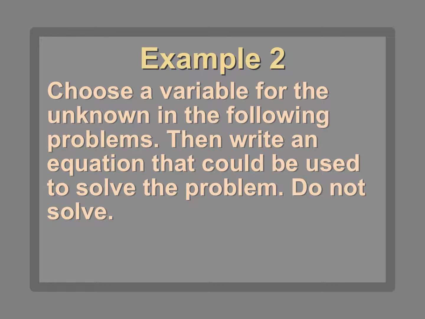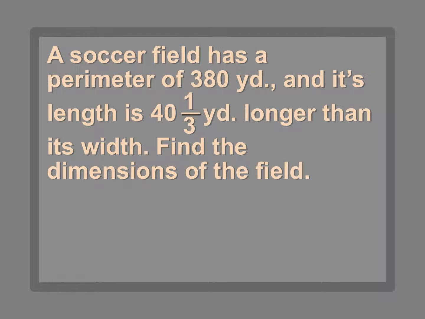Let's go ahead and look at another example. So for this one, we have a soccer field that has a perimeter of 380 yards. So remember, perimeter is twice the length plus twice the width because you're adding all the sides together. Oh, I'm sorry, its length is 40 1/3 yards longer than its width, which makes sense. So your length should be longer than your width. So the question is, find the dimensions of the field.